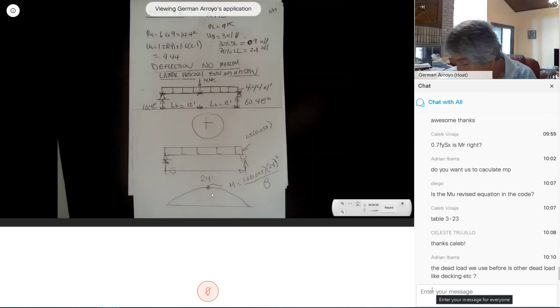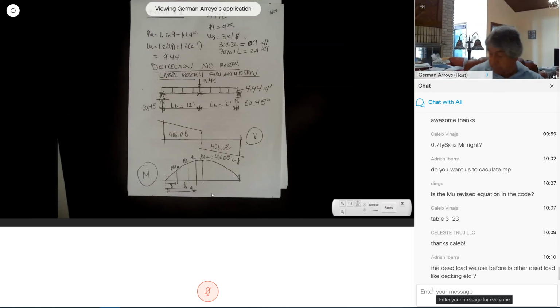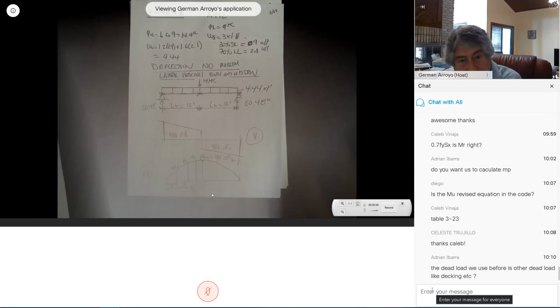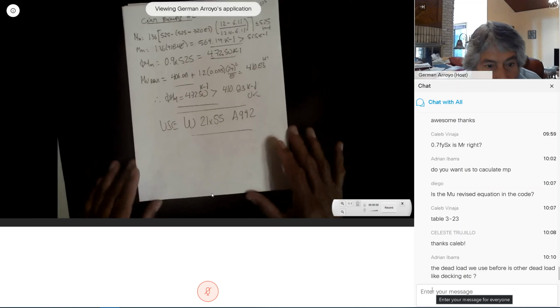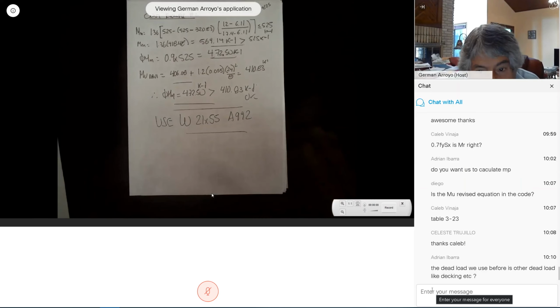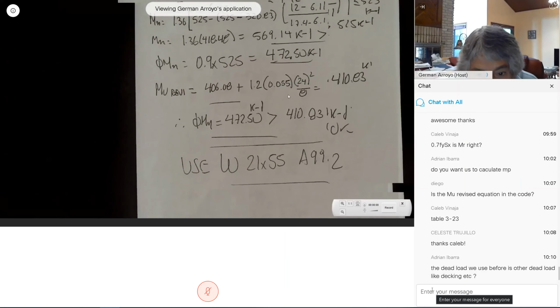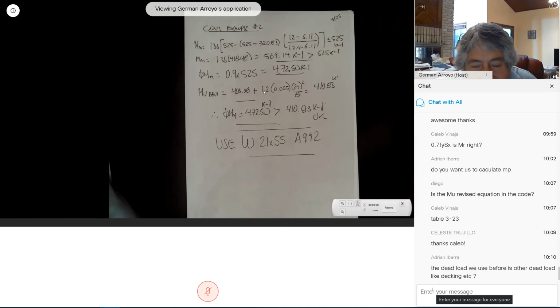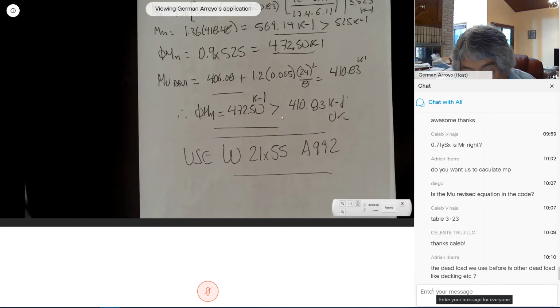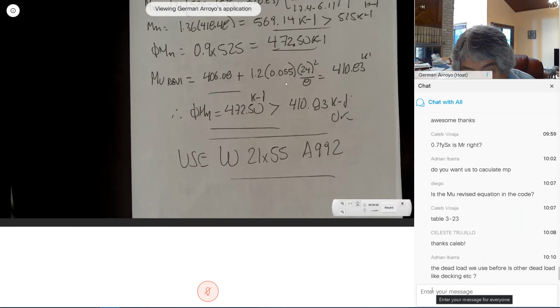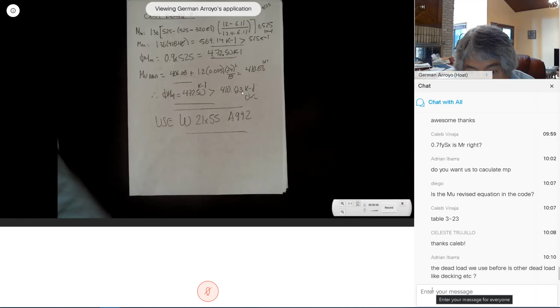Now the revised moment is the old moment plus the moment produced by the dead load. So it's something that you have to understand. Don't become a table engineer like Caleb is recommending you to do, right? We need to add, and you have to be careful because sometimes the maximum moment doesn't happen in the middle. Okay, any other question?